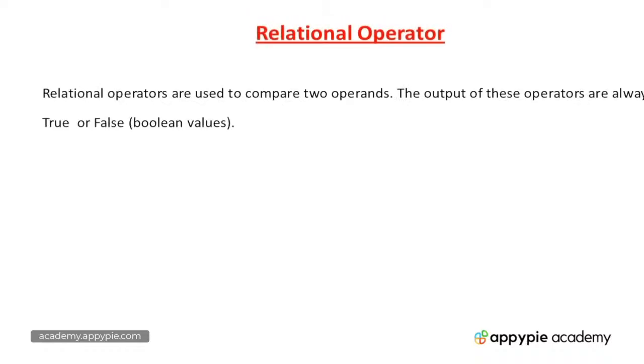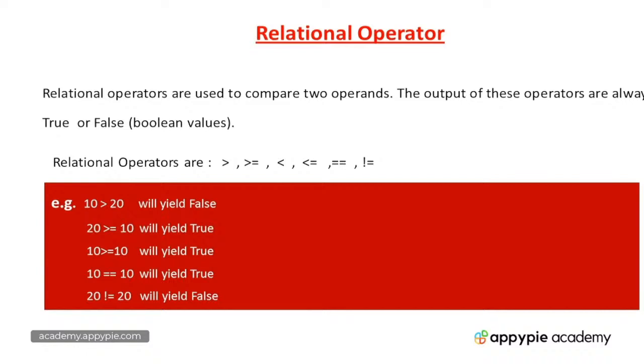Relational operators. As I have told you earlier also, relational operators are used to compare two operands. The output of these operators is always true or false. True or false are called Boolean values. Relational operators are greater than or equal to, less than or equal to, double equal to, not equal to, etc. Now by example you can come to know about the use of these relational operators, like 10 greater than 20 will yield false because this condition is false. Similarly, 20 greater than or equal to 10 will yield true. 10 greater than or equal to 10 will yield true.